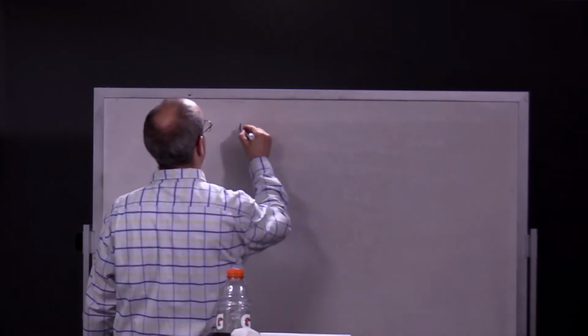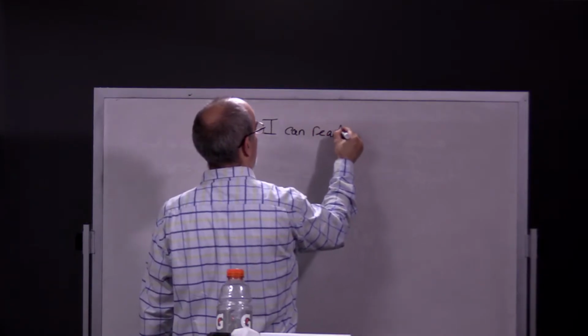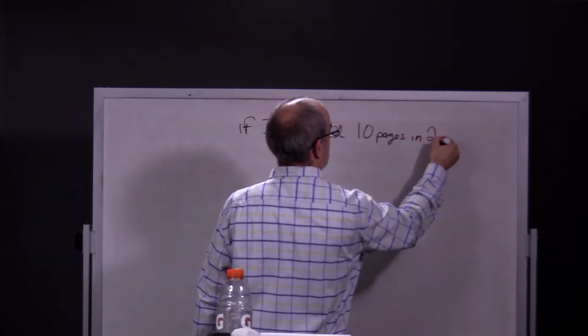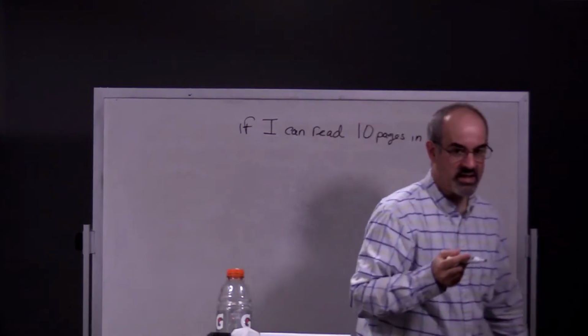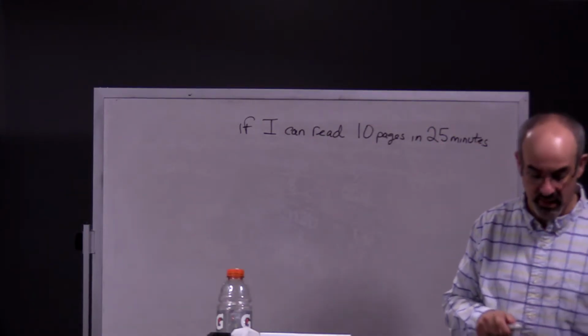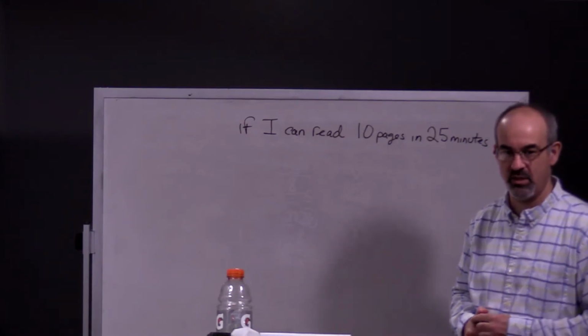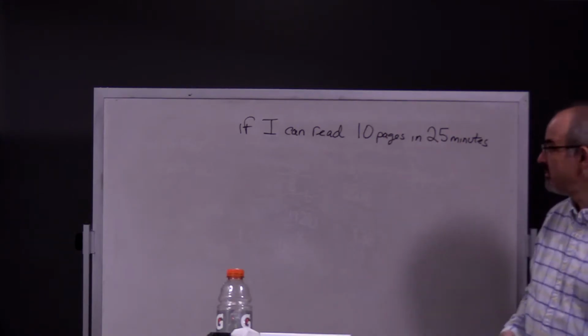So let's say 2.5 minutes. So if I can read 10 pages, 25 minutes. Remember I said that if I like a book, it probably takes me around 2.5 minutes to read a page. Well, that would mean that I could read 10 pages in 25 minutes.